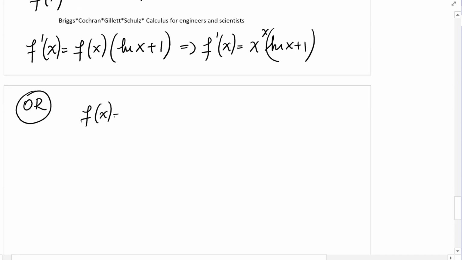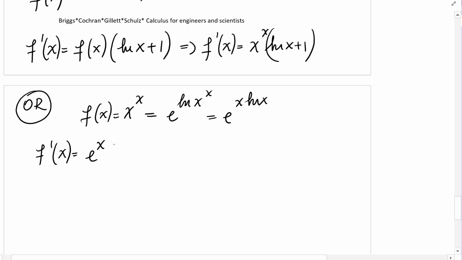But I want to do this problem in one more way. So if we have f of x equals x to the x, I'm going to rewrite x to the x as base e. So e to ln of x to the x. So it's e to x ln of x. Now how do we differentiate this?